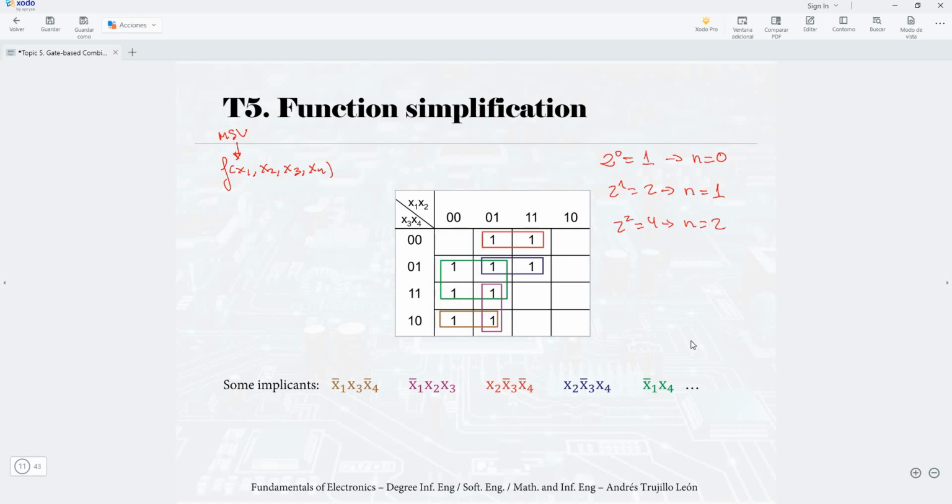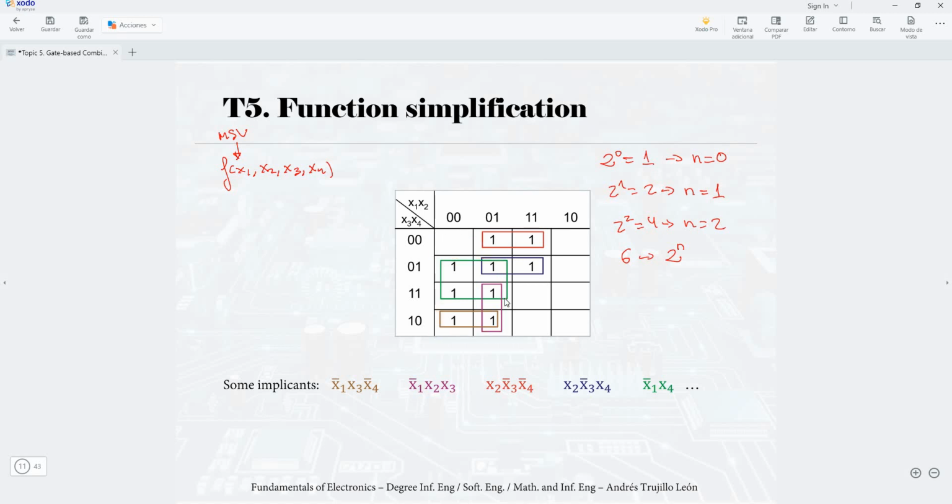Is this an allowed group of ones? It's a rectangle. We have ones, but we have a problem. The problem is that we have 6 cells. So 6 is not a number that we can get raising 2 to n. So it's not an allowed group of ones.